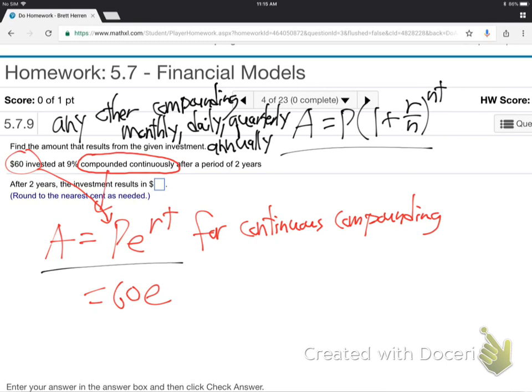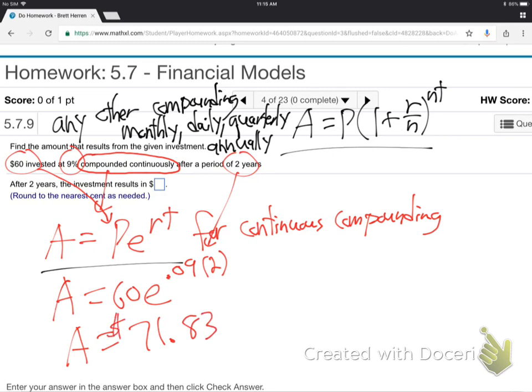Well, here, let me first put in the R. 0.09 is my R, 9%, right? T, 2 years. Everybody good there? See what I did? And then hit the buttons on the calculator. So this is going to be 60. The E is above the natural log, right? Hit second natural log. I'm getting $71.83. $60 will grow to be $71.83 after 2 years, continuously compounded at 9%.